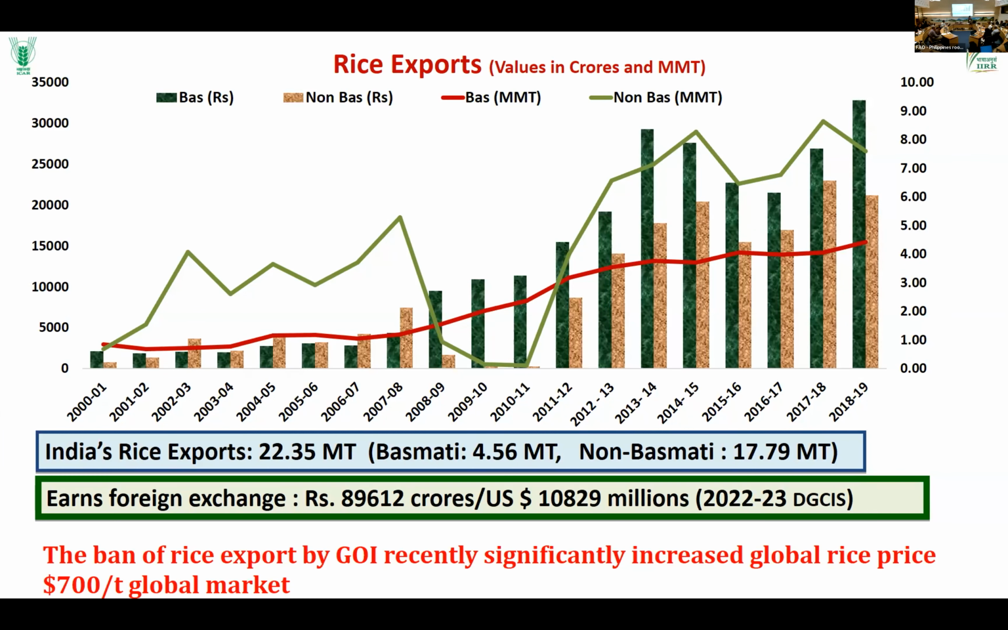On exports, we export rice, especially basmati and also non-basmati. After COVID, our export level had gone up, and we earn a lot of foreign exchange by that, around 10 billion US dollars. Then recently, last July, the Indian government banned export of rice. Because of that, global rice price had gone very high, around $700 per ton. India's rice production plays a very important role in global food security also.